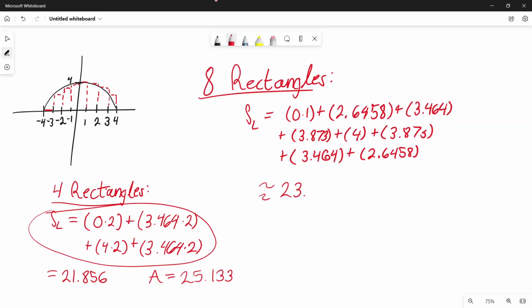All in all, this would produce a value of 23.966. This is much closer to the area. As we said previously, it was about 25.133. So if you continue to add in more rectangles, this value, the left Riemann sum, will come closer and closer to the area under the semicircle. The same applies for the other half of the circle under the x-axis.